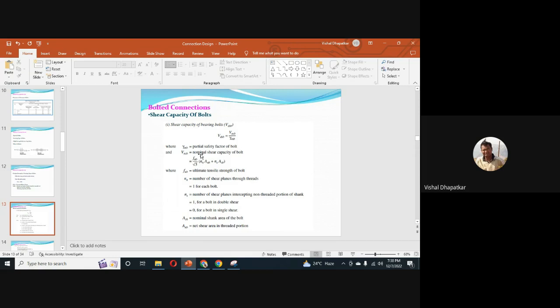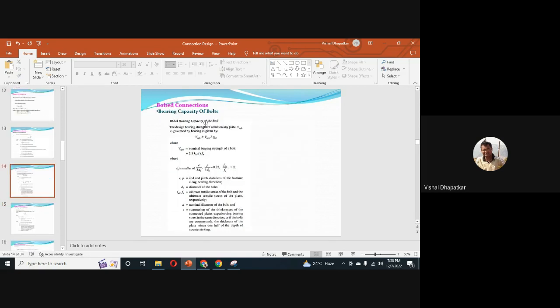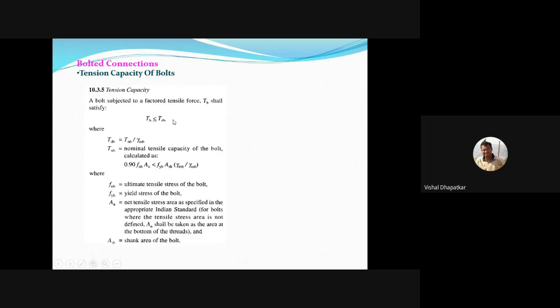So once we have these areas, we can decide the nominal capacity of the bolts, right? So we got the shear capacity of bolts. Then we have to calculate the bearing capacity of the bolt. So how can we get the bearing capacity? The bearing capacity can be calculated by VdPb equal to VnPb divided by the factor of safety gamma mb.